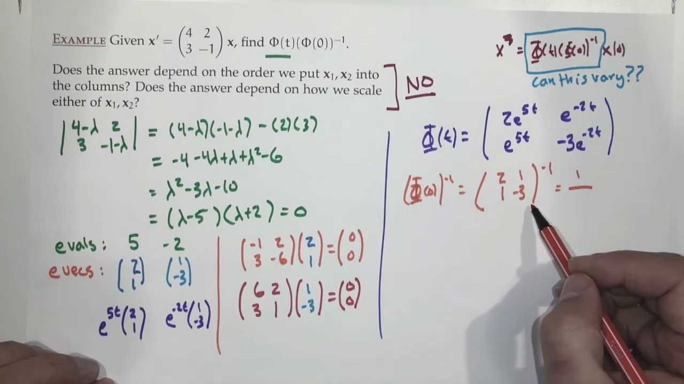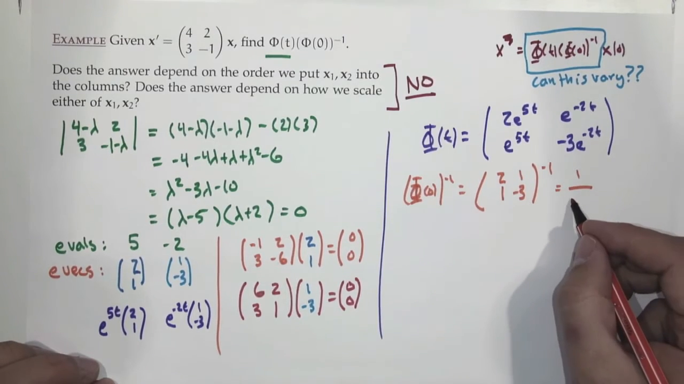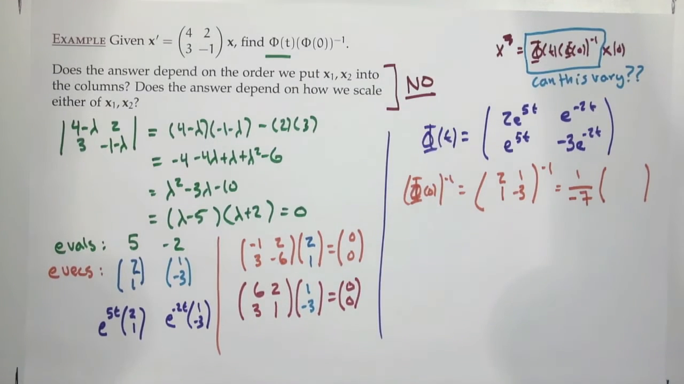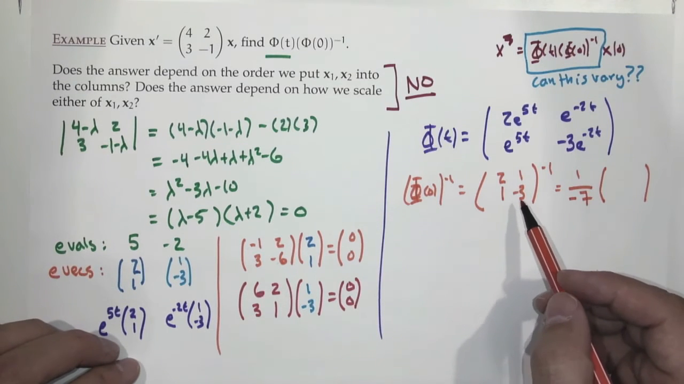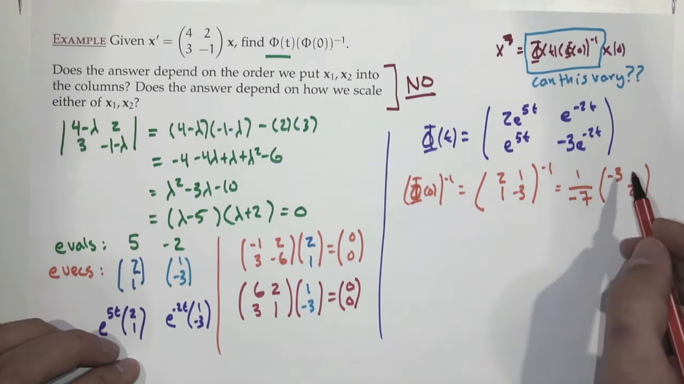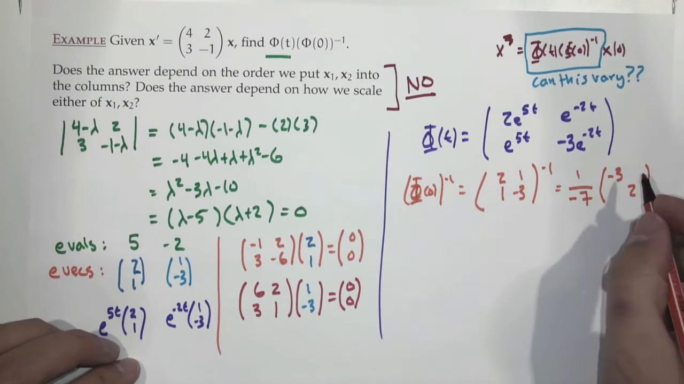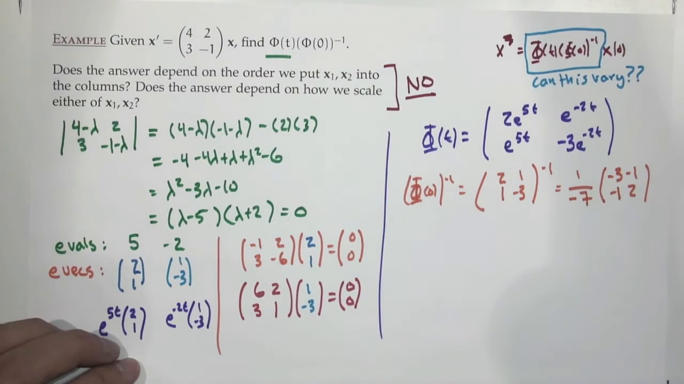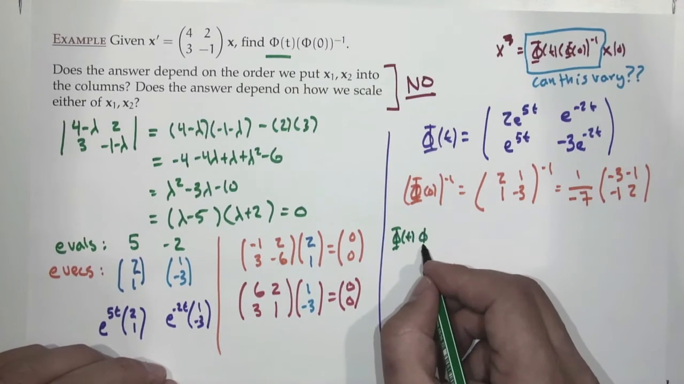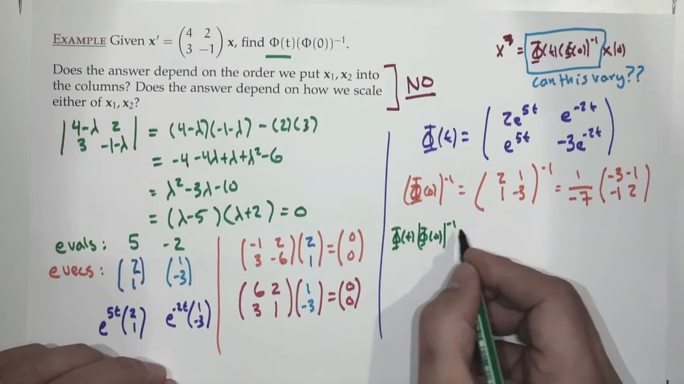So minus 6, subtract 1 gives minus 7. And then swap the diagonals. And then what happens to the off diagonals? Change the signs. Okay, so we're ready to write down our last computation. So it's phi comes first. Phi 0 inverse comes second.